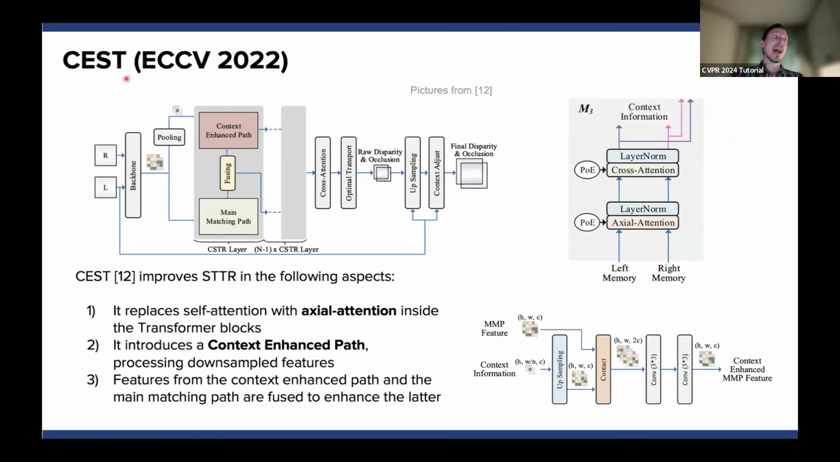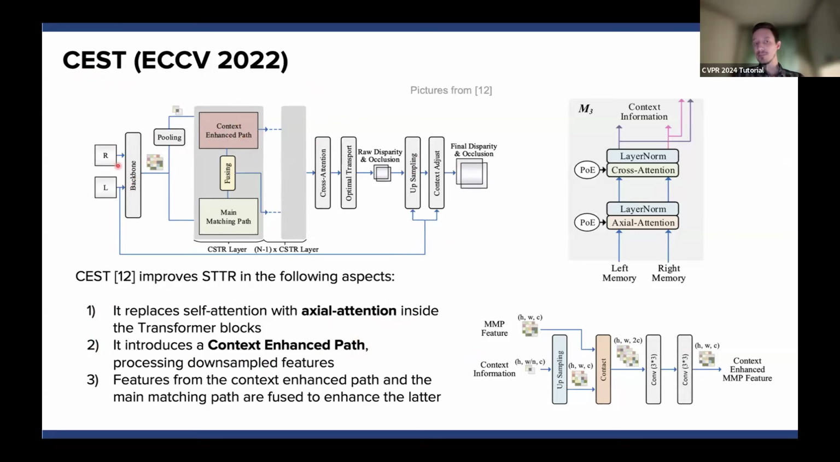And the stereo transformer as well started a new trend of new architectures that follow this path. The very first was the context-enhanced stereo transformer published at ECCV 2022, which has as the main novelties the use of axial attention in place of self-attention and the introduction of the so-called context-enhanced path, that is basically a path processing features at a much lower resolution.